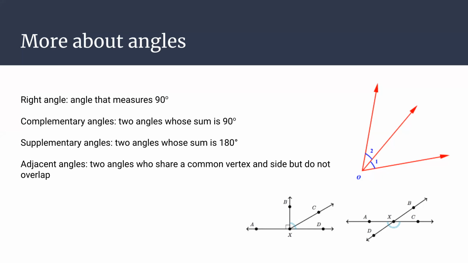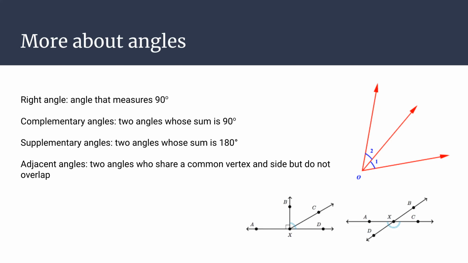Yeah. Okay, so there are more things that we need to know about angles. First, the concept of the right angle. The right angle means the angle that measures 90 degrees, of course. And complementary angles are two angles that add up to 90 degrees. And supplementary angles are two angles that add up to 180 degrees.